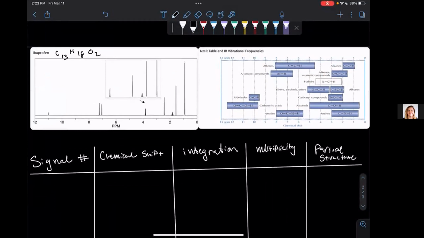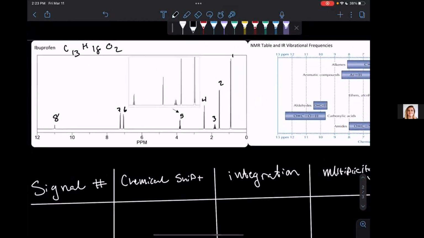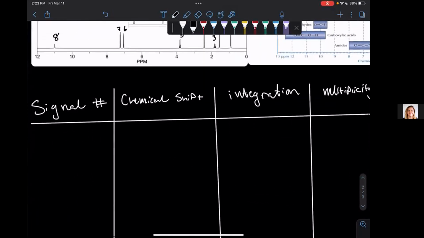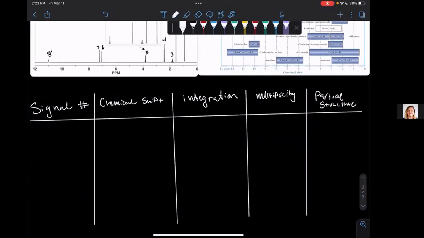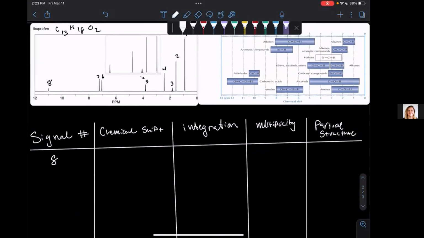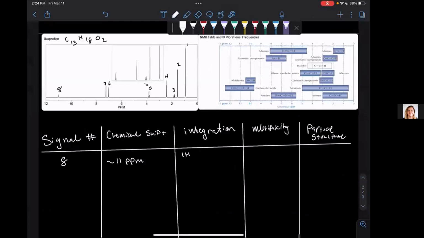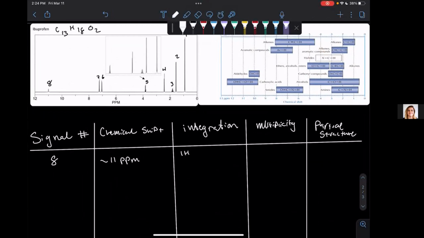So once again, we're going to start by looking at how many signals we have. So we have 1, 2, 3, 4, 5, 6, 7, and 8. And as you can probably tell, 8 does not equal 18. So we're going to have, once again, equivalent hydrogen environments, but this time it's going to be a little different. So we're going to go ahead and start with signal 8 this time. Just work our way backwards from the highest to the lowest. So signal 8, we're looking at about a chemical shift of 11 ppm. Integration, we're going to look close. We know it has one, it looks like it has one hydrogen. Give me one quick second just so I can pull up.